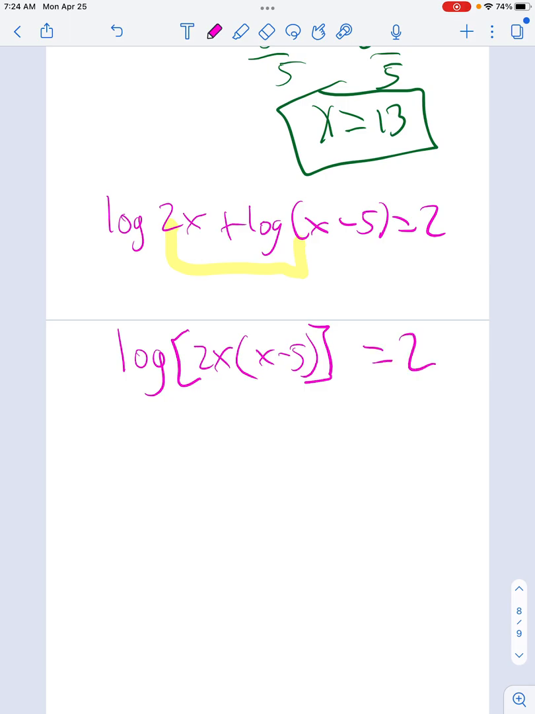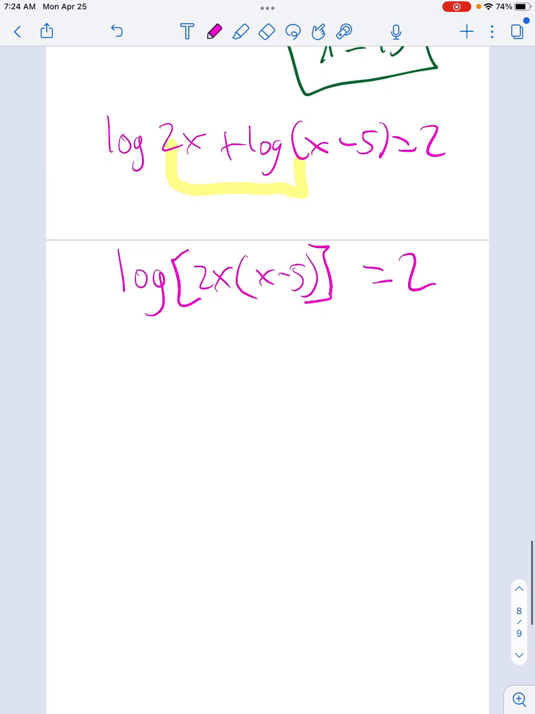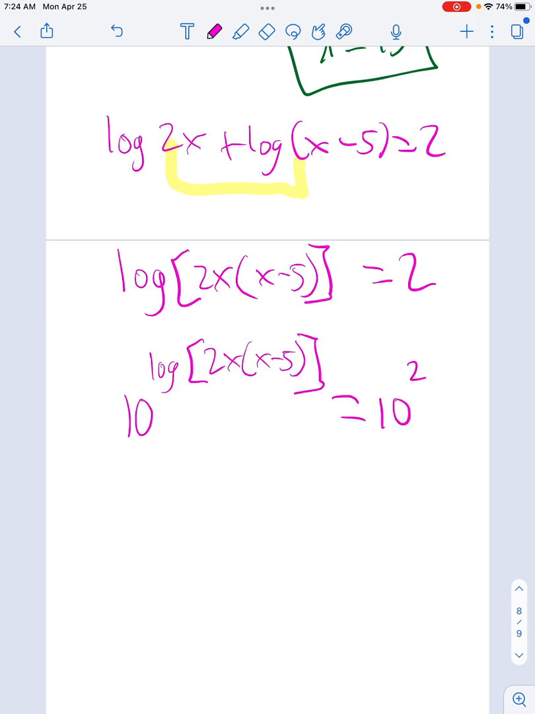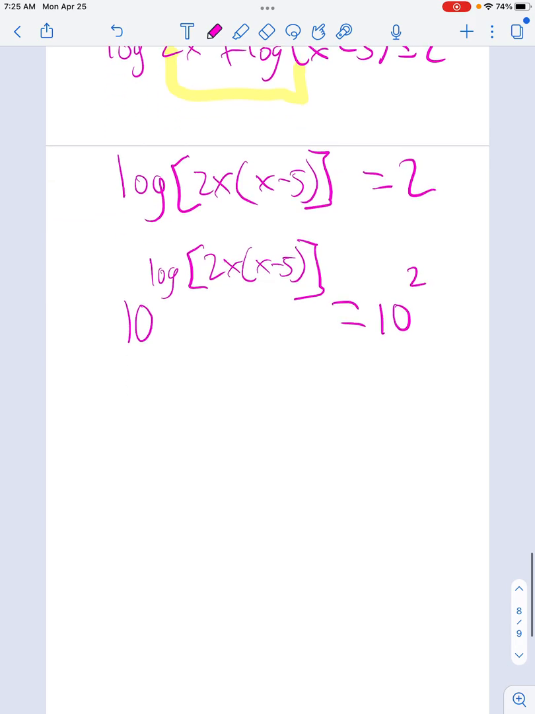And then I'm going to exponentiate each side to get rid of my log. So again, I'm going to raise everything up to the log, and I have 2x times x minus 5 equals 10 squared. I have to do it on both sides. So this is nice because this cancels out. So I have 2x times x minus 5 equals 100.